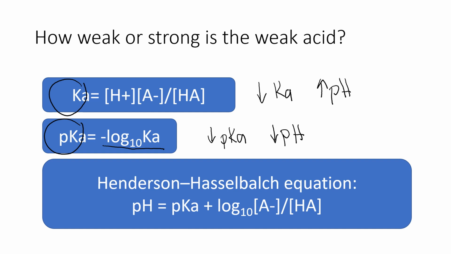For any acid HA, the relationship between pKa, the existing concentrations of the conjugate base and the acid at equilibrium, and the pH is given by the relationship known as the Henderson-Hasselbalch equation. So this equation is important because we use this to prepare buffers.